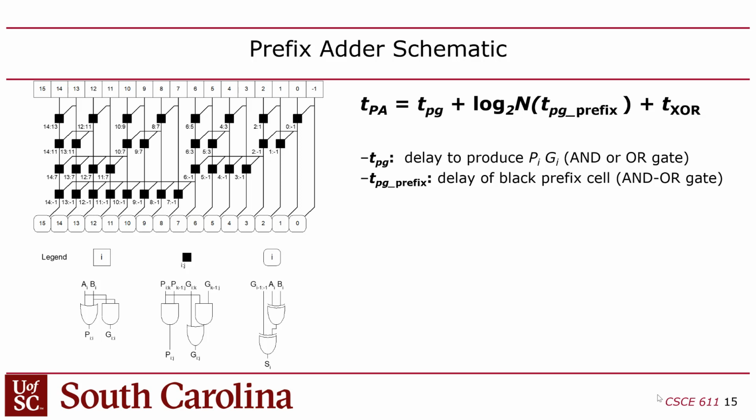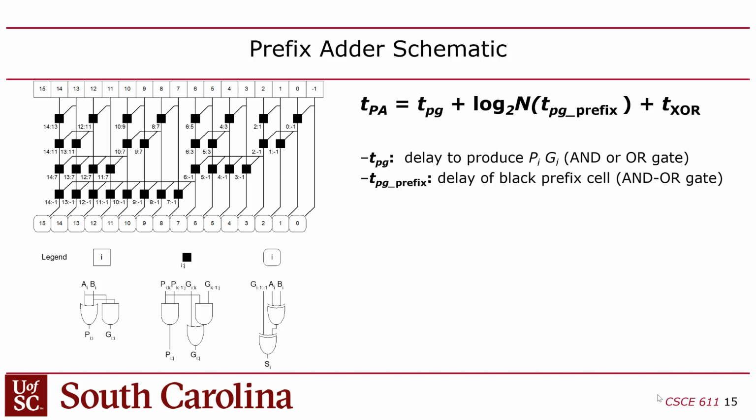But it is in series with this black box stuff, the log base 2 times the black box. So you have to add it, because it is in series with this black stuff, and it's also in series with the original generate and propagate, but then you just end up with a term that scales with the log base 2 of n. This is the ultimate adder circuit, at least, in terms of what we cover.